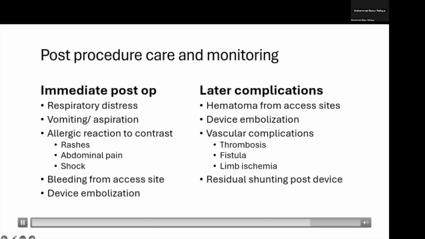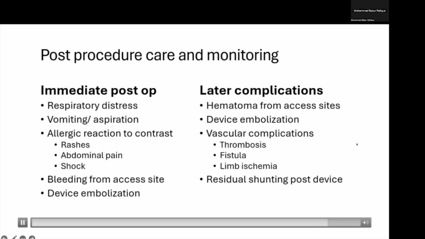And then later on, aside from the initial bleeding in the access site, there can still be hematoma formation or vascular complications that develop down the line. So there can be limb thrombosis, arterial thrombosis, limb ischemia. And some patients will develop arteriovenous fistula, but that's very rare, but it has happened. So those are the things that we watch out for later on in the course of the patient. Also, some of the devices will have persistent residual shunting, but that's a very rare complication, but that's something that the cardiologists actually monitor later on.